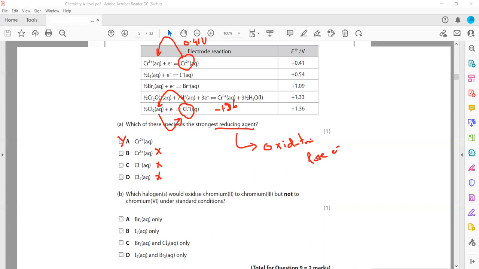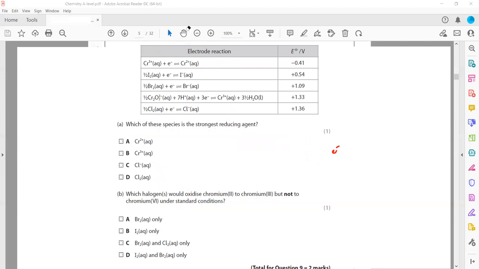Then the second one: which halogen or halogens will oxidize chromium 2 to chromium 3 but not chromium 6 under standard conditions. So we have to check the electrode potentials here. If we check with bromine, 2 to 3 can be done, but not to 4. As you can see here, chromium 3 and 2, this one is there, and in dichromate it is plus 6, plus 6 to plus 3.